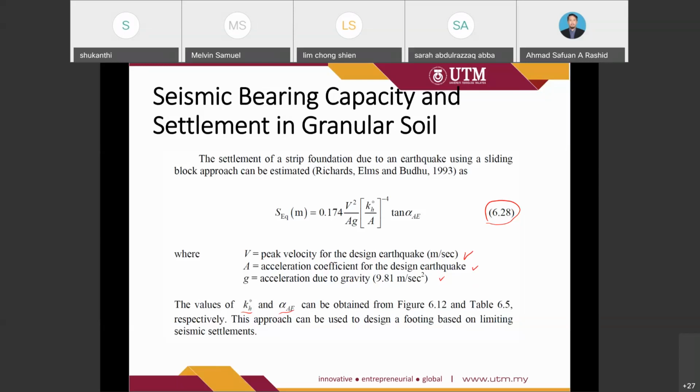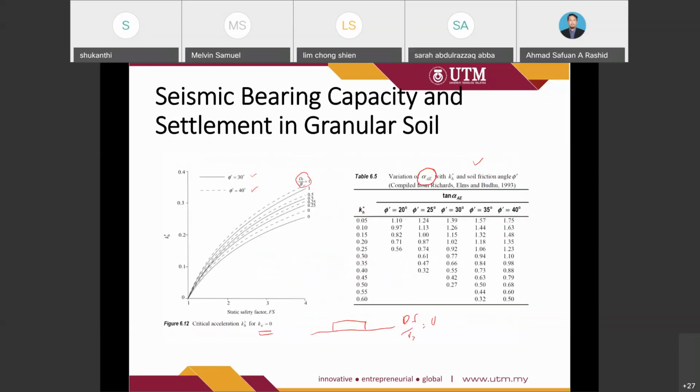Okay, so the one that we have discussed previously is used to obtain the kh, while this is to obtain the tan alpha AE.